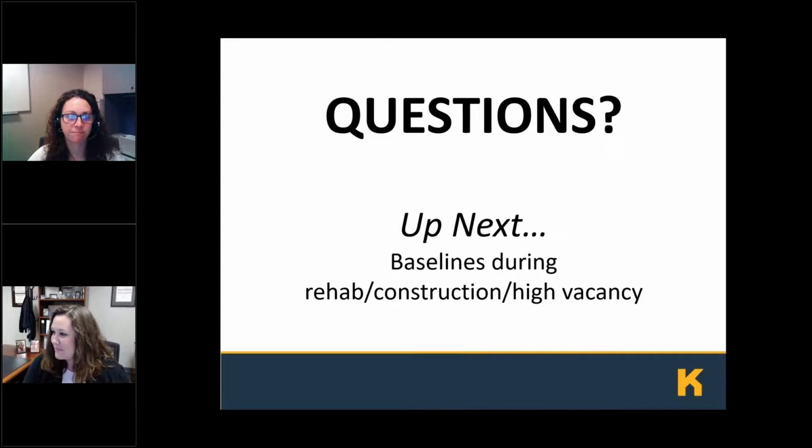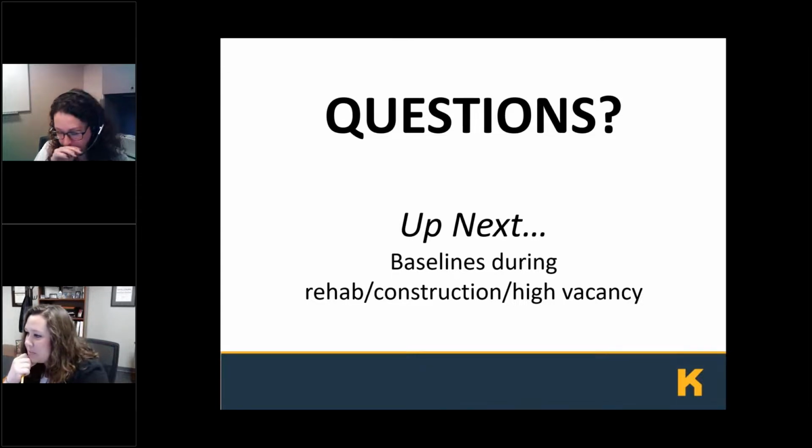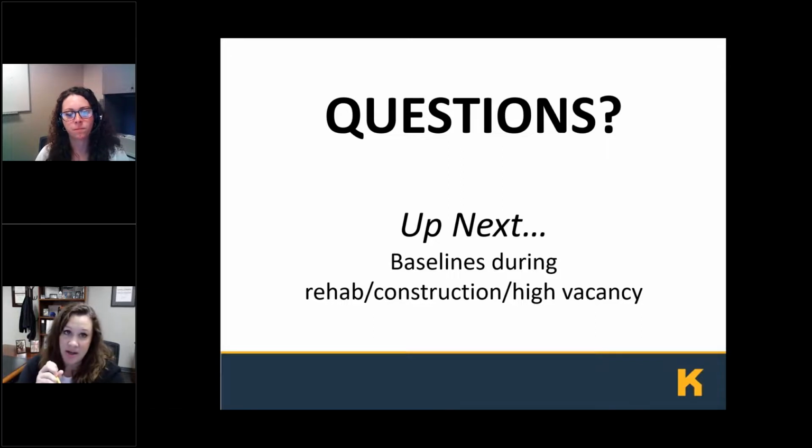I think I have a question. Okay, from Megan. This one's about a tax credit. Is this process the same for Section 42 contracts? Yes, it is one of them.